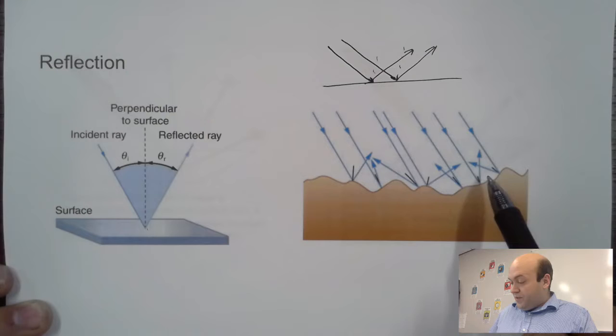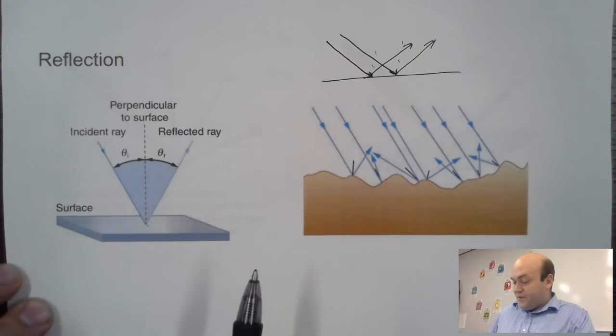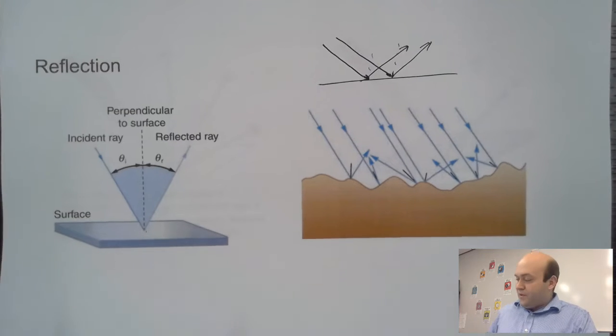So we end up with all this light reflecting off in different directions. That would be something that's not very shiny. You'd be able to see it because all this light is reflecting off, but it wouldn't reflect the image like a mirror does.